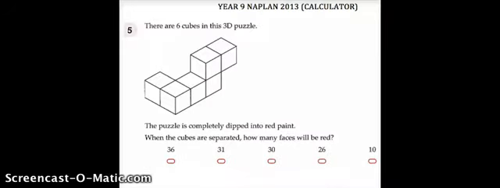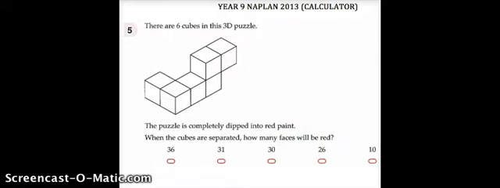Question 5 of the 2013 calculator paper. There are 6 cubes in this 3D puzzle. 1, 2, 3, 4, 5, 6. The puzzle is completely dipped into red paint. When the cubes are separated, how many faces will be red? Pause the video and try the question.